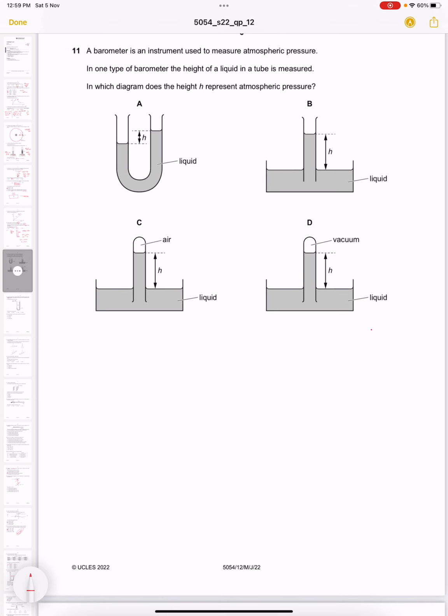Okay, next question. A barometer is an instrument used to measure atmospheric pressure. We know that. In one type of barometer, the height of a liquid in a tube is measured. In which diagram does the height h represent atmospheric pressure? So this is not a barometer A, because it is not open on both sides. B is also not a barometer because barometer is not open. Option C and D are barometers, but the standard barometer, which is used to measure atmospheric pressure, has vacuum in its empty space here. So option D is the correct option, right?